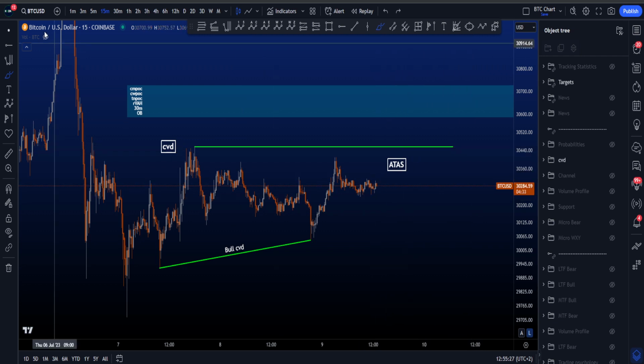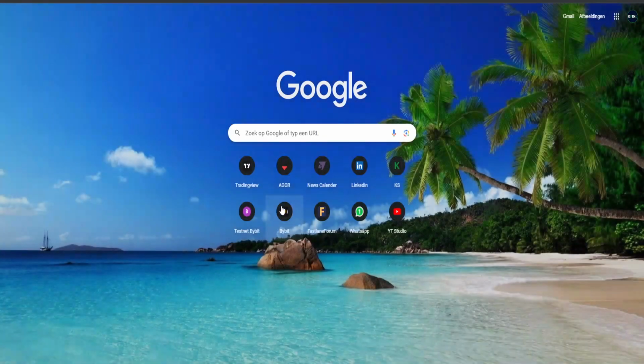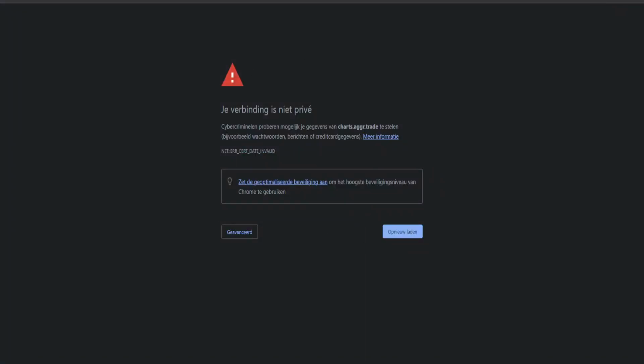So we still have a little bit up to go in this scenario. Now, the servers of AGGR, I don't know, but it's not working at the moment, which you might have seen. If you open the website, you get something like this. Doesn't happen very often, but it can happen.